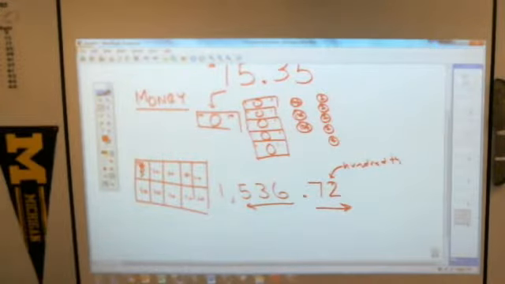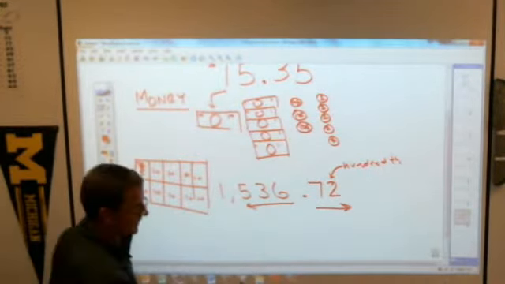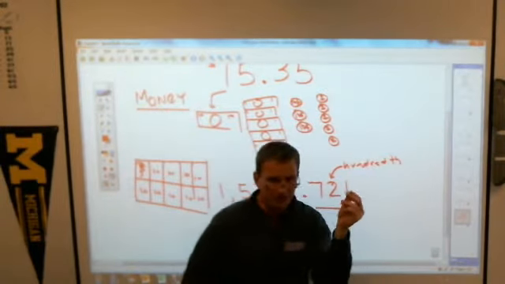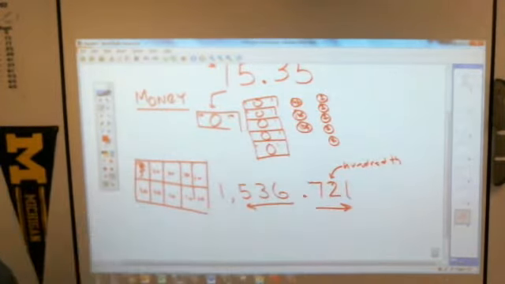Now, decimals keep going. They don't just stop at hundreds. We've got the next place, which would be the thousands place. And to get to 1,000, I would have to take my 100th and cut it into 10 pieces. So I'm going to cut that in half, and I'm just going to cut about 1/5 of it. Okay, so there is about a 1,000th of what I started with.